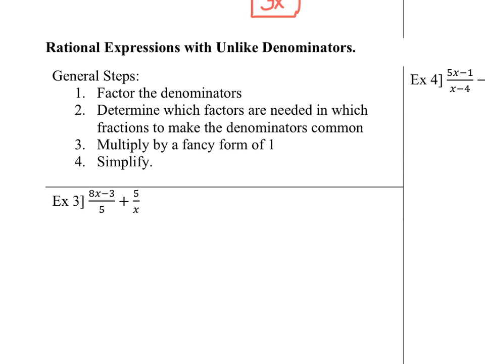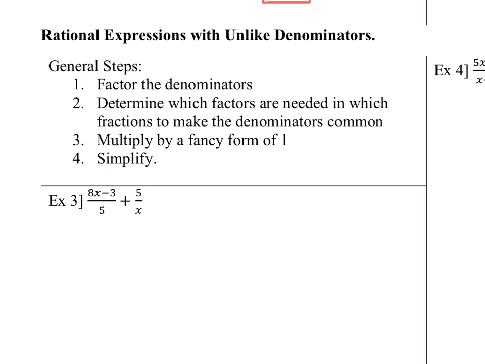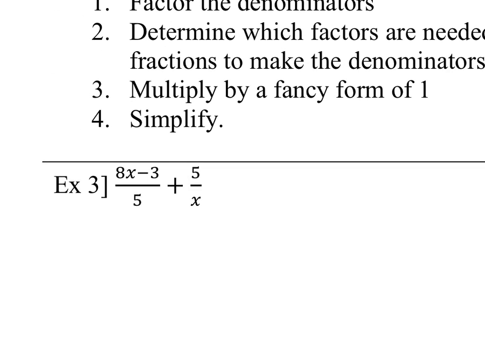So now we have to determine what factors are needed in which fractions to make the denominators common. What I mean by that is decide what you need to make them the same. In the first fraction we have a 5, but we don't have an x. So this fraction needs an x. In the second fraction, we have an x, but we don't have a 5. So this one needs a 5. Now that you know what they need to be the same, that's what you're going to multiply by in order to make the denominators common.